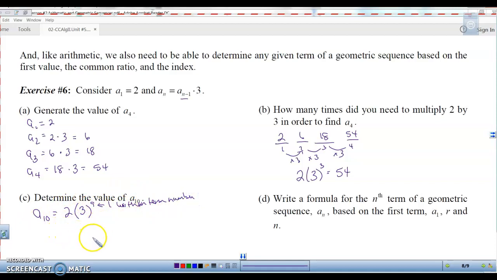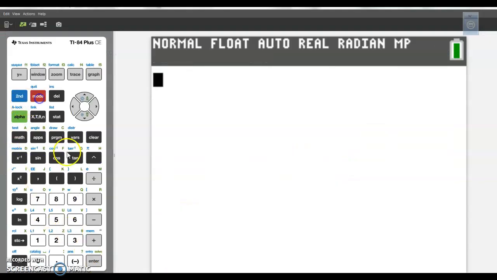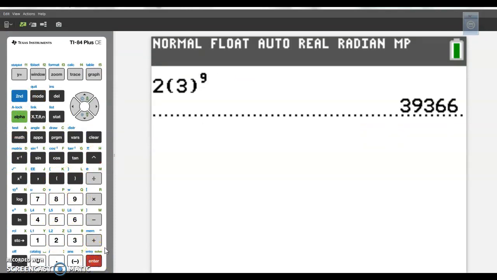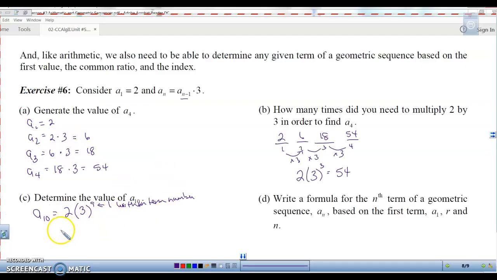So when we work this out, 2 times 3 to the 9th, let me grab my calculator. All right, 2 times 3 raised to the 9th, and I get 39,366. So the 10th term of this sequence will be 39,366. Okay, that's a lot easier than having to do the 9 previous terms. So you just have to figure out the rule.